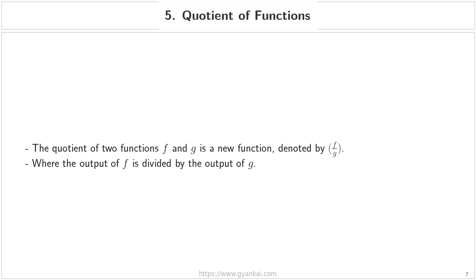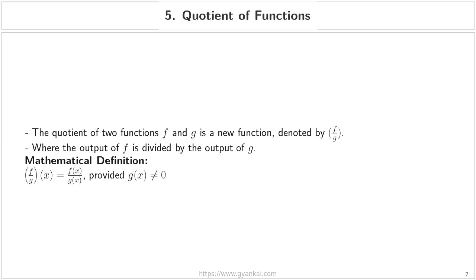5. Quotient of functions. Now that we have covered addition, subtraction, scalar multiplication, and multiplication, let's move on to our fifth and final operation, the quotient of functions. The quotient of two functions, f and g, results in a new function, which we denote as f over g conceptually. This is where we take the output of the first function, f, and divide it by the output of the second function, g. Looking at the mathematical definition, we write this as the quotient of f and g of x equals f of x divided by g of x.